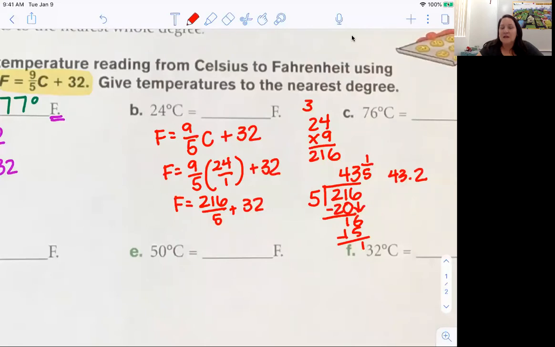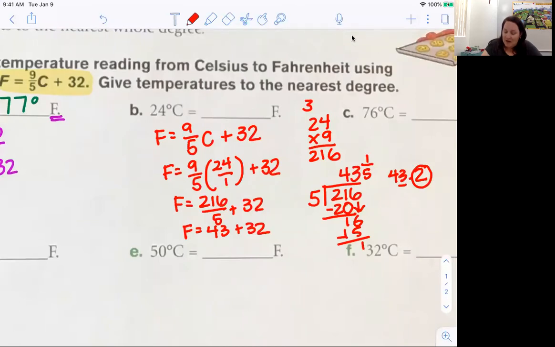Because our directions say to give the temperature to the nearest degree. Well, if we have to give the temperature to the nearest degree, I'm going to have to round that 43.2 degrees now, aren't I? Yes. So when you round 43.2 degrees, what do you get? 43 degrees. Good. So we're going to have Fahrenheit equals 43 plus 32.